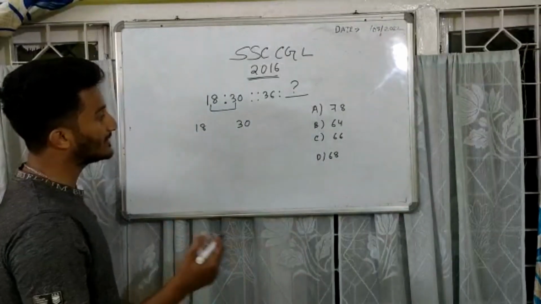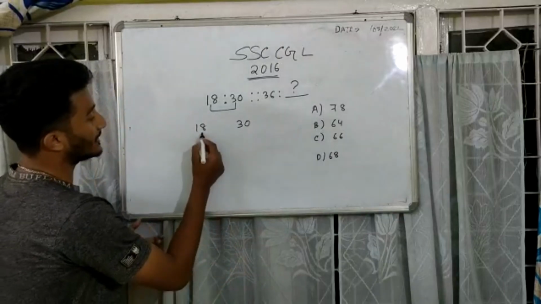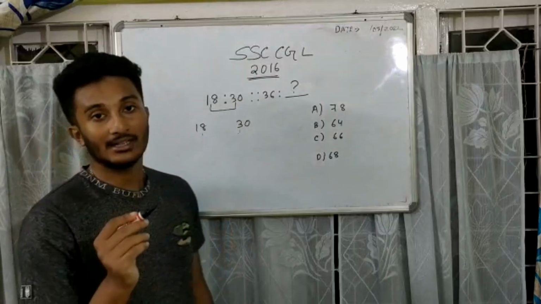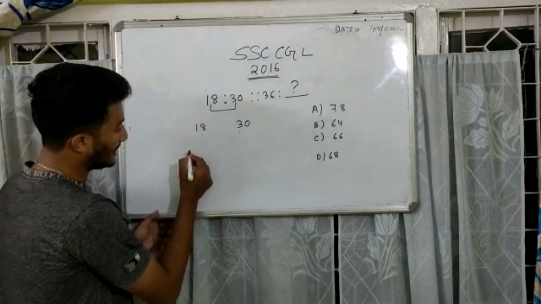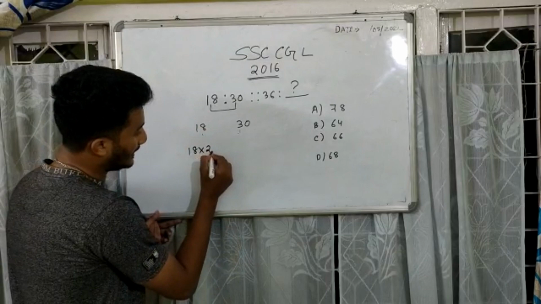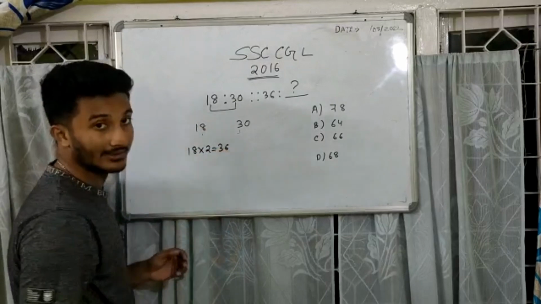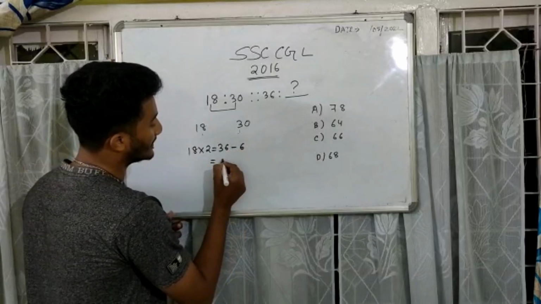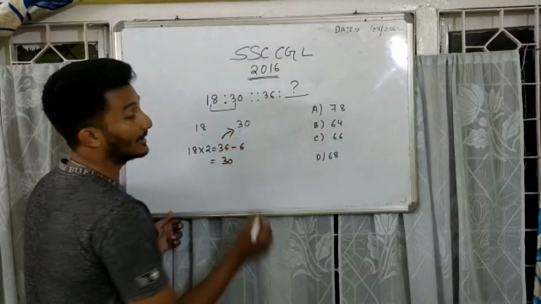By just looking at the numbers, these two numbers are very near to each other. So we can do one thing: we know 18 ones are 18 and 18 twos are 36. If we multiply 2 with 18, it becomes 36. Now if we subtract 6 from here, then it becomes 30, right?